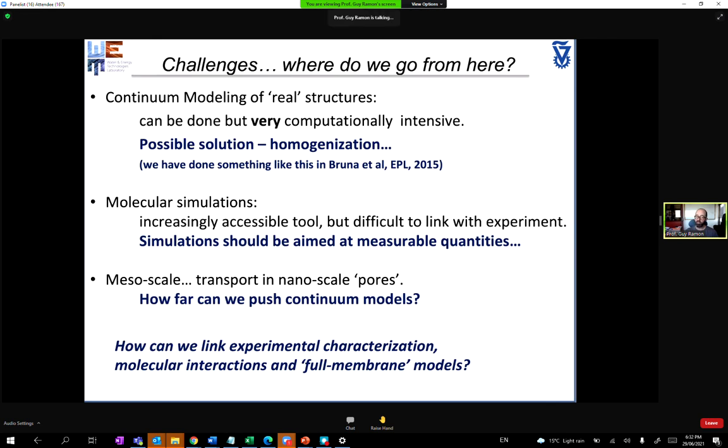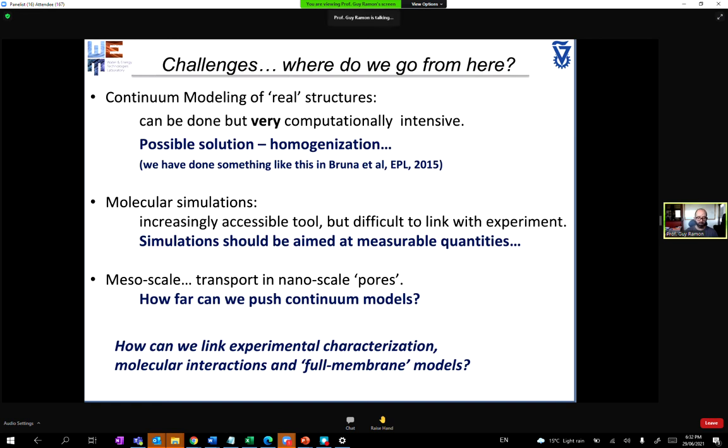Molecular simulations, as I've said, are more accessible than they used to be, but I really want to see measurable quantities coming out of simulations so that experimentally you can probe what the molecular simulations have done. And I don't mean measuring rejection or permeance. I mean truly molecular scale interactions as they are manifested at a scale that is measurable. I have to admit, I have some ideas, but I don't know that this is a straightforward thing, and it requires some crosstalk between experimentalists and people who understand what the simulations can or can't do.